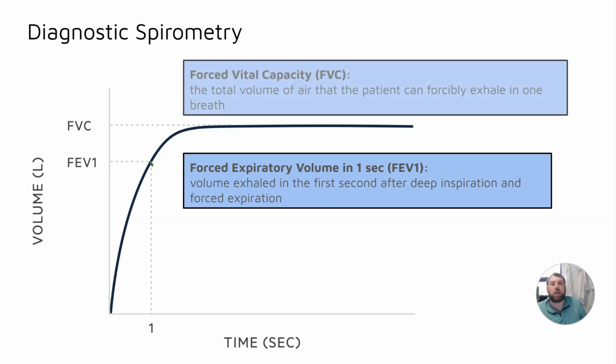The next value we can use when we're doing diagnostics is the forced vital capacity, and that is the total volume of air that the patient can forcibly exhale in one breath. Just like vital capacity, where we're trying to breathe out as much as possible, this just happens to be different because of that word right there, forcibly. We want the patient to be able to breathe out as quickly as possible all at the same time.